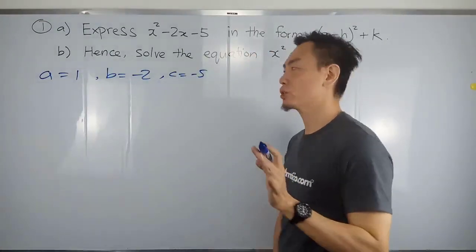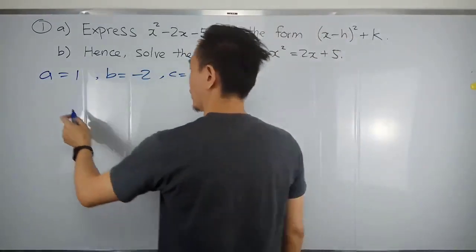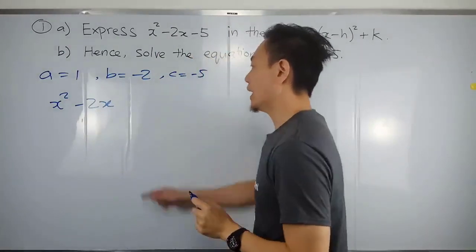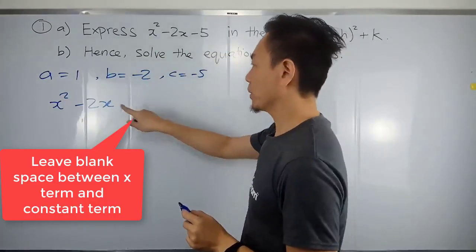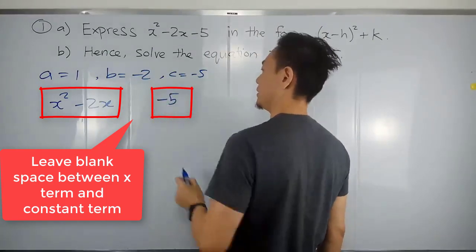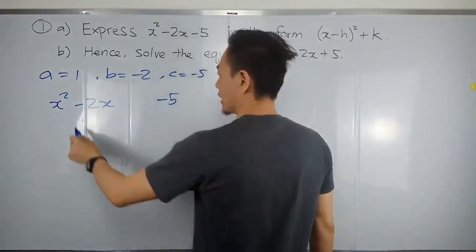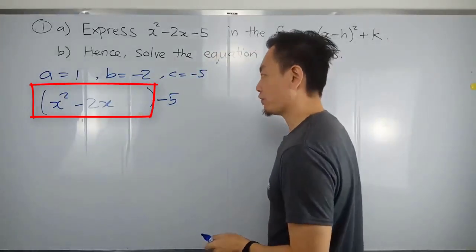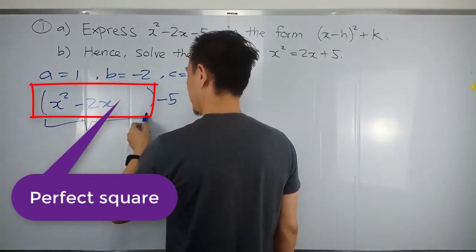The next thing we do is to write out the expression. We have x squared minus 2x. This is what I want you to do. Leave a blank space between the x squared term, x term, and the constant term. So I'm going to write the negative 5 here. The reason is because this x squared term and the x term plus another constant term is going to form the perfect square.